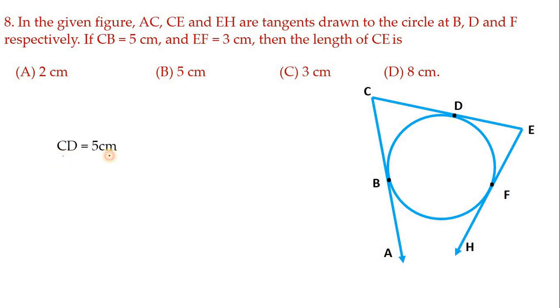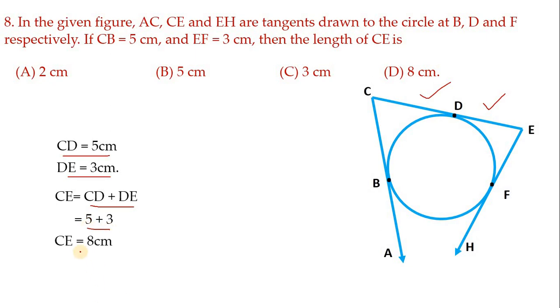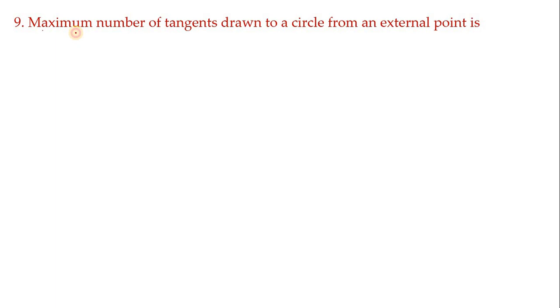So here I have explained CD is 5 centimeter, children. So DE is equal to 3 centimeter. So CE is equal to CD plus DE. So 5 plus 3 we get 8 centimeter. Hence the correct option is D. So there is no need to always do calculation, children. You can skip all these steps if you use your mind for this kind of problems. Move on to the next one.